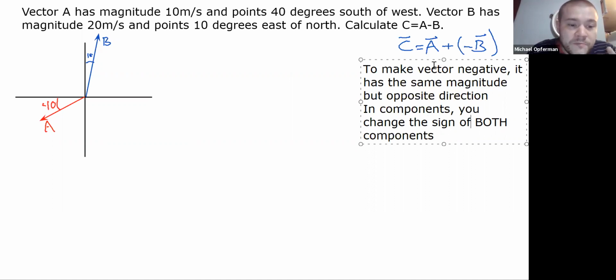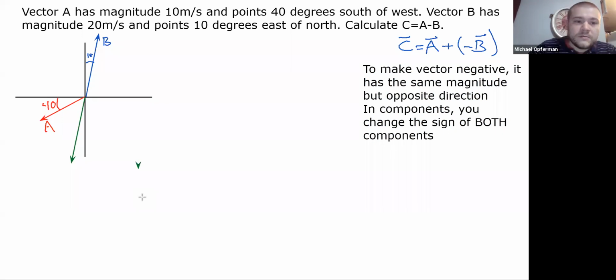So I have vector B shown there. So what would vector negative B look like? The answer is, we want a vector that's exactly the same length, but has the arrow on the other side of the vector. So vector negative B would be like this, with a 10-degree angle here. So that's vector negative B. And that also has length 20 meters per second. Okay, now, if you're good with that, then all we have to do is add vector A plus vector negative B, which we already know how to do.